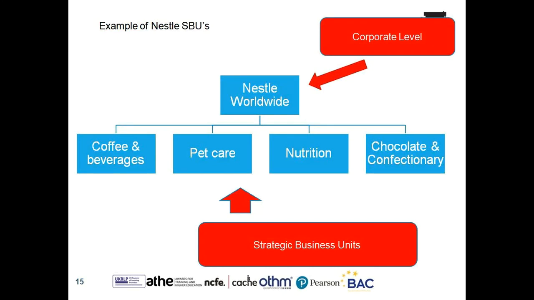Like when we look at Nestle, nationwide, Nestle is of course selling coffee. Nestle has pet care. Nestle has nutrition. Nestle is selling chocolate, ice cream, and various things. So these are their SBUs. The corporate level is worldwide Nestle.